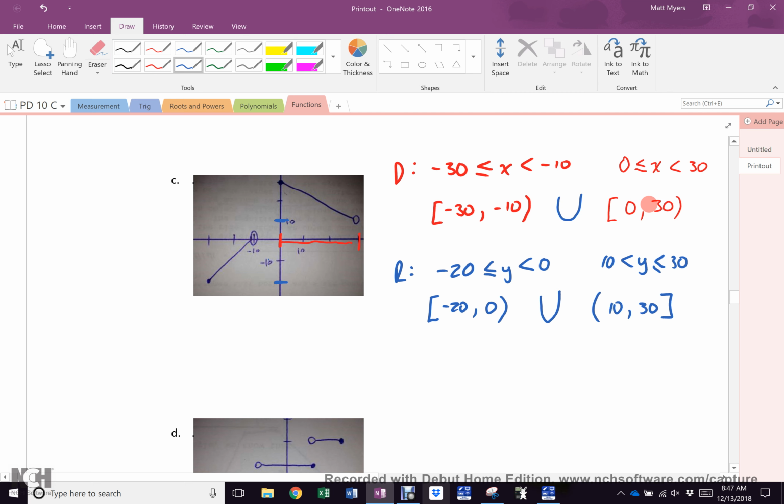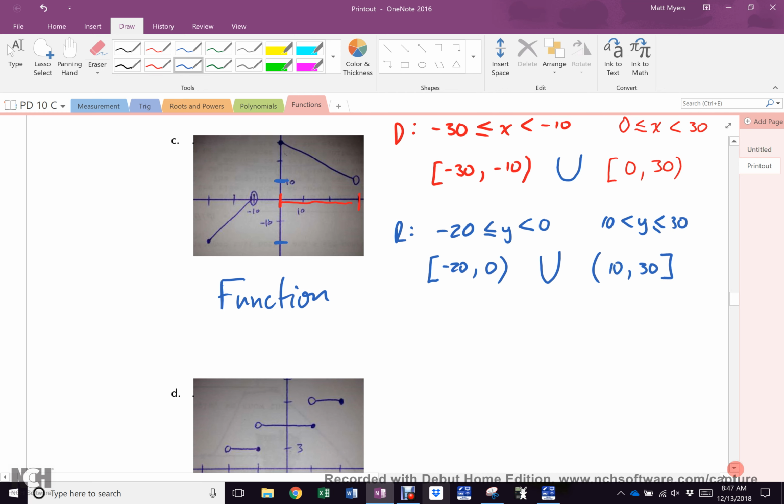Everybody good? What if I had a third line out here? There would be another union. Everybody cool? All right. Function or not? Function. Why? The input output. If I draw my vertical line, how many times does it hit? Once. Right?